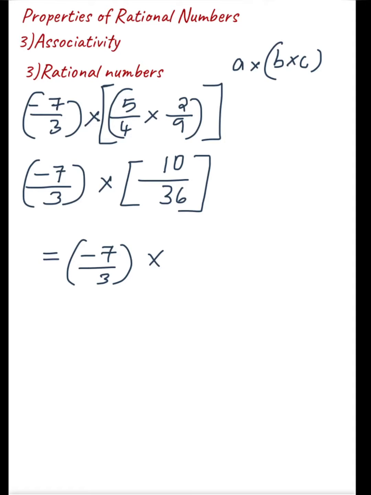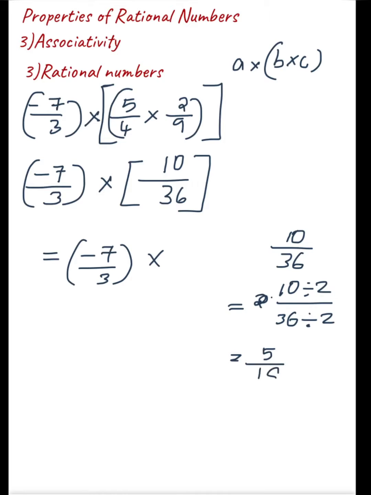10 by 36 can be reduced further. How will you reduce it? If you divide 10 by 2, similarly 36 divided by 2, then what will be the answer? 5 by 18. Okay, so here instead of 10 by 36 you can write 5 by 18.